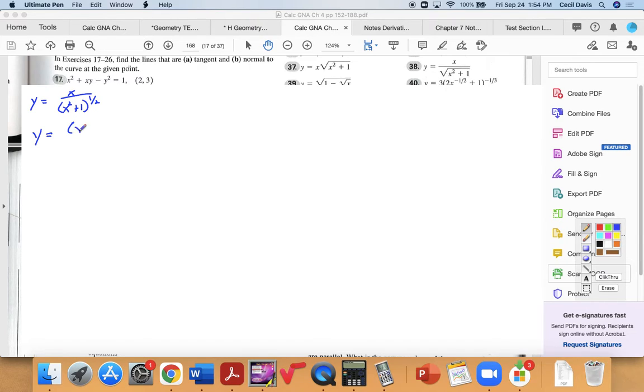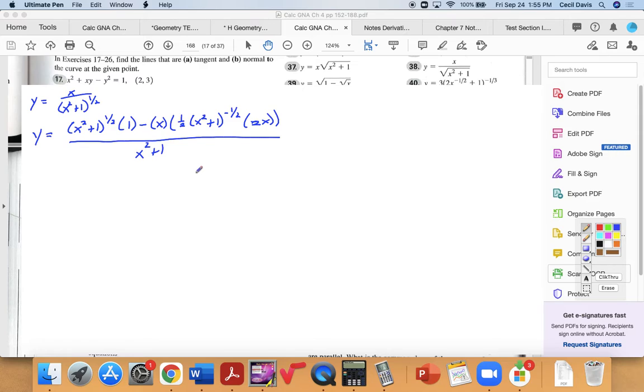So here, this is going to be the denominator, which is x squared plus 1 to the 1/2, times the derivative of the numerator, which is 1, minus the numerator, which is x, times the derivative of the denominator, which is 1/2. And this is where most people make their mistake: x squared plus 1 to the negative 1/2 times 2x. Did you remember the 2x? Yeah. Good. Over the denominator squared, which will just be x squared plus 1.